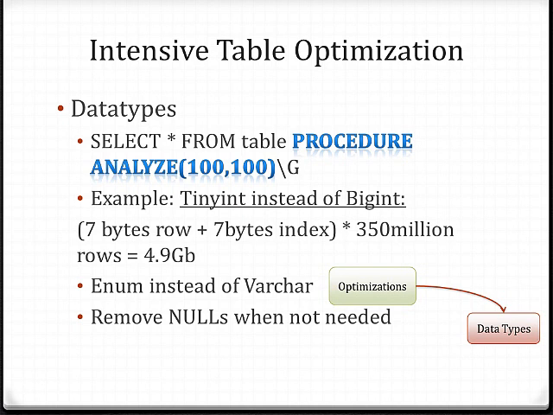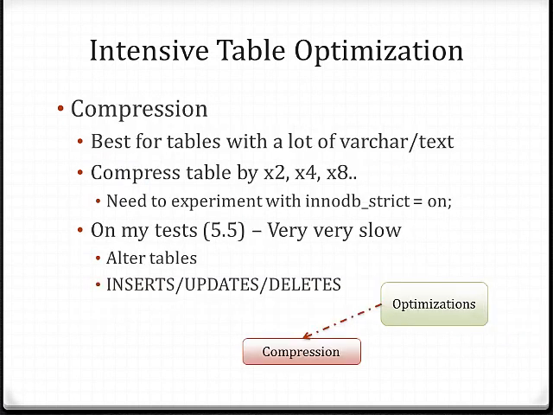I would also, the procedure analyse may recommend enums instead of varchars, consider that. Maybe you may not want to, in most cases you wouldn't want to, but consider it anyway. And try to remove nulls when they're not needed, so the output of this tool will tell you if you have nulls in the column, and if you have nulls, don't change it. If you don't have any nulls, consider removing the default null from the statement, because it's another byte, and database servers don't like nulls, it confuses them. That's a long conversation, just take my word for it.